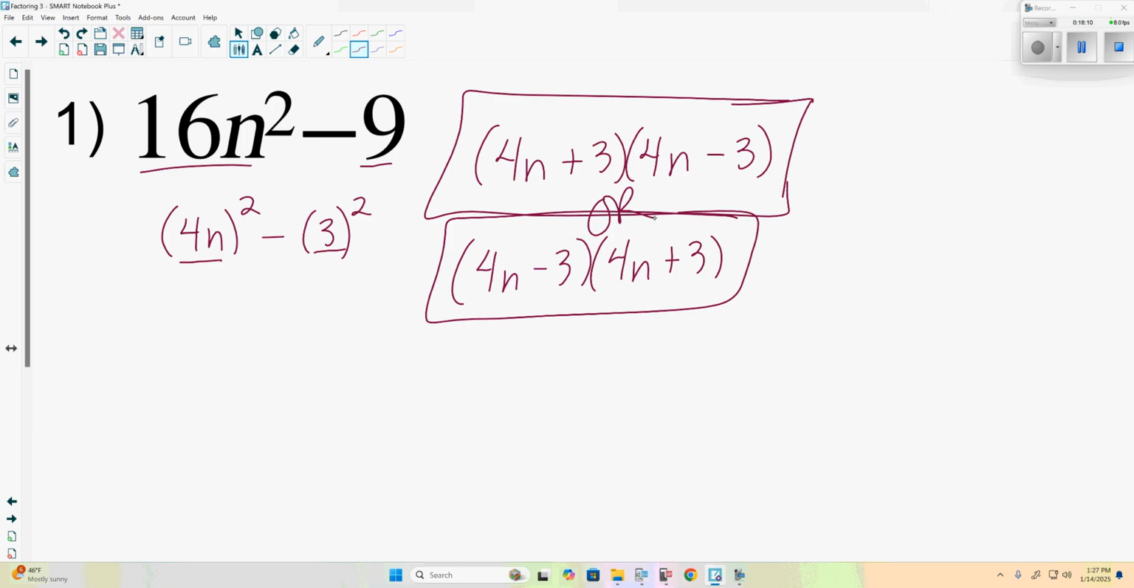Now this step is just to help us see A and B. We don't necessarily have to write it. If we see A and B and can factor it, that's fine.